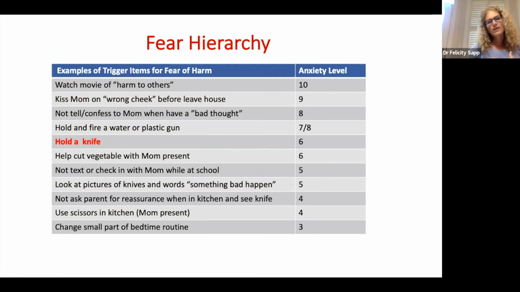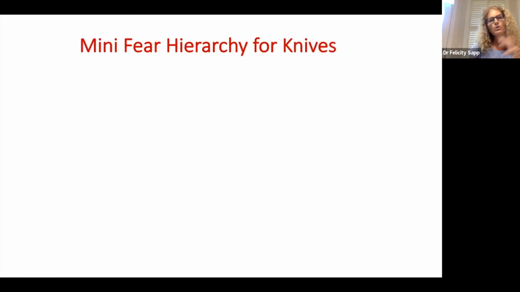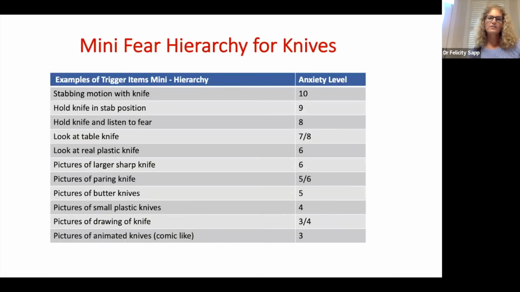So in this scenario, when there's too big of a step, we will create a mini hierarchy. The mini hierarchy for knives was I started with just pictures of animated knives, then had her drawing knives. Then we had pictures of less sharp knives to sharper knives. Then we had looking at a real knife, a plastic knife, holding a knife, a sharper knife, getting to the point where she was holding it and then doing the stab position and motion with it, and getting her really used to knives.